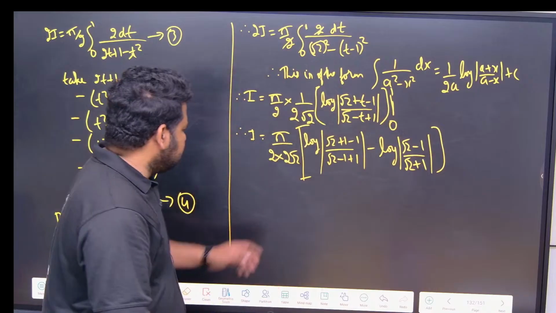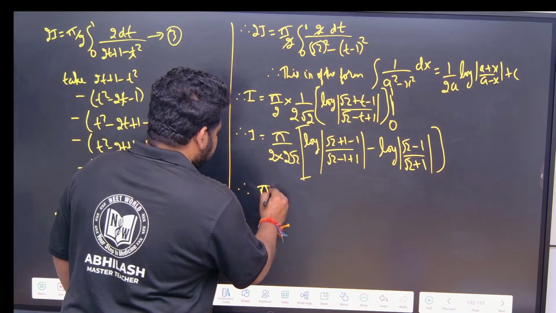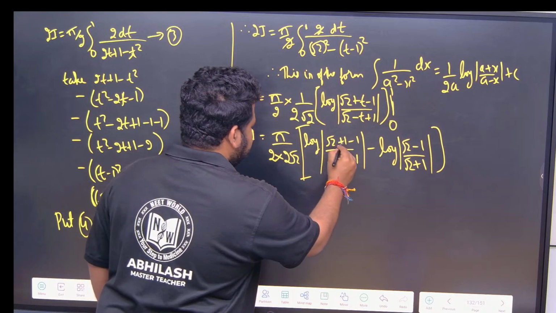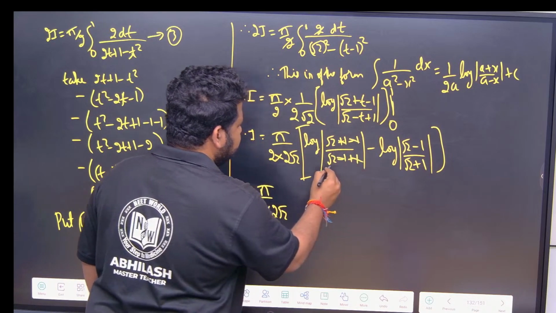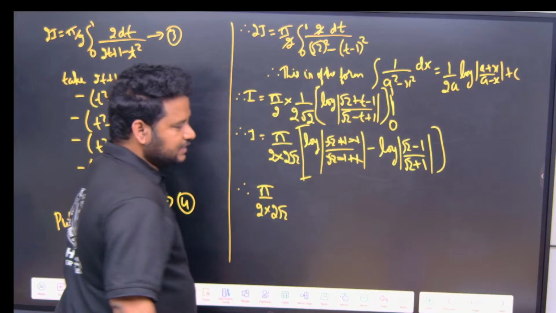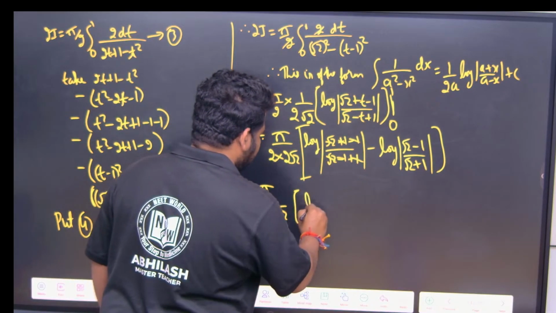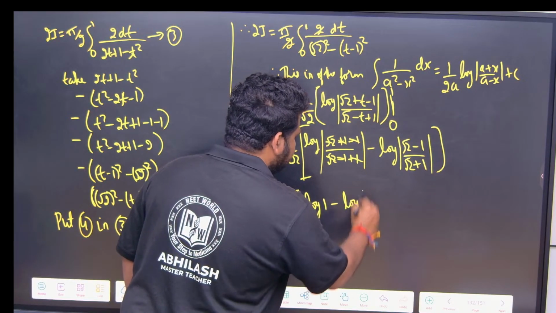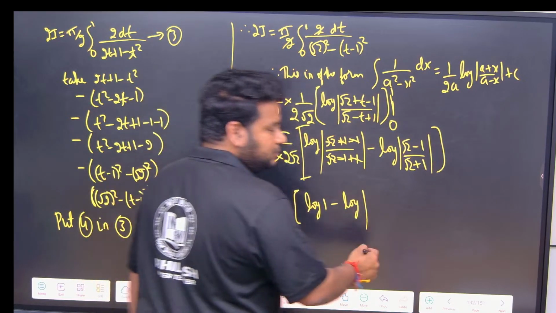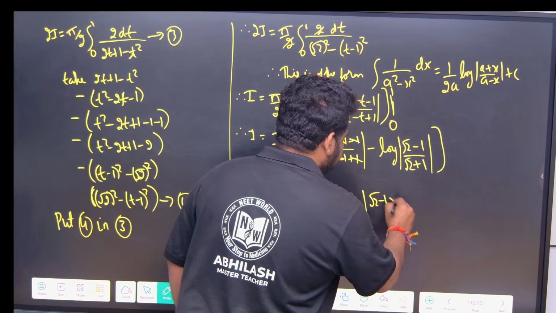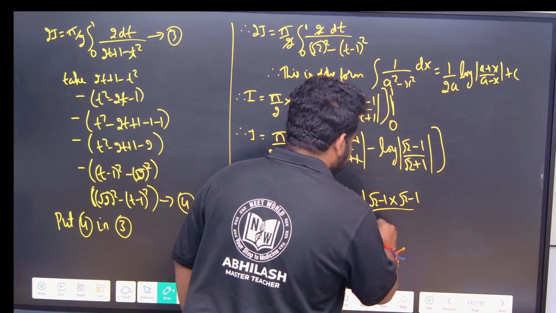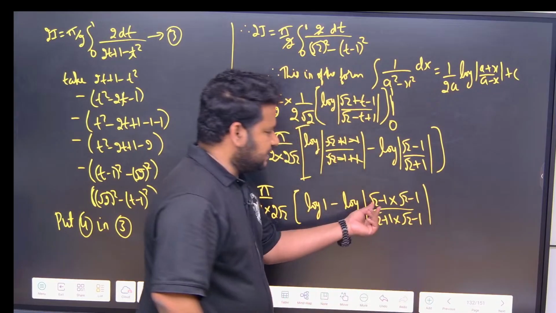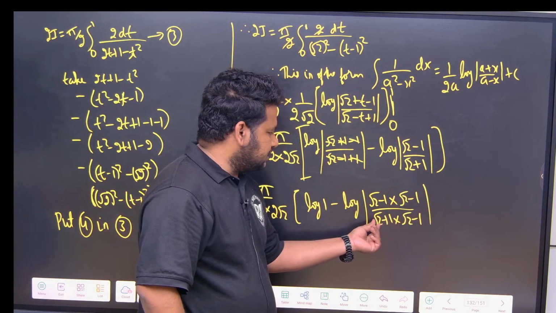So see here, therefore pi by 2 into 2 root 2, root 2 plus 1 minus 1 plus 1 minus 1, root 2 by root 2 I can cancel directly, so I will have log 1, minus log of root 2 minus 1 by root 2 plus 1. We should rationalize the denominator: root 2 minus 1 into root 2 minus 1 divided by root 2 plus 1 into root 2 minus 1, so this is a minus b into a minus b, and this is a plus b into a minus b.